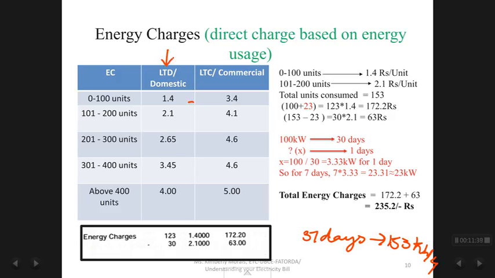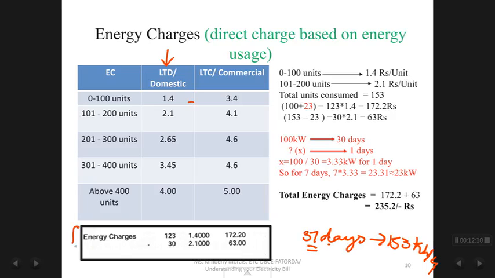So there are various slabs for it. 0 to 100 units, it's 1.4. 100 to 200 units, it's 2.1. 200 to 300 units, it's 2.6, and so on. Above 400 units, they directly charge you 4 rupees. Now you very well know that my bill right now is a 37 days bill. It is not a 1 month bill, not 30 days. 37 days bill, and my unit of consumption is 153.